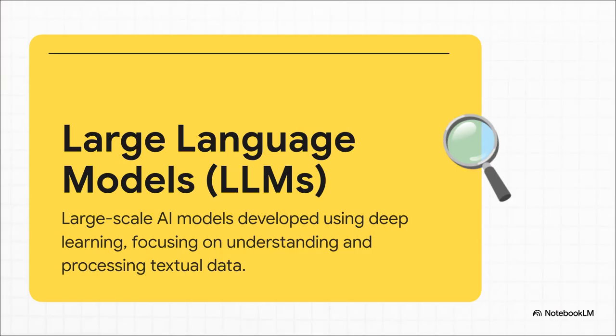So at its most basic level, an LLM is just a massive AI model that's built to understand and process text. But here's the really crucial part. It's not just about understanding human conversation. We're talking computer code, financial reports, scientific papers, basically any kind of text-based data you can throw at it. And that ability to go way beyond simple language is exactly what makes them so incredibly powerful.